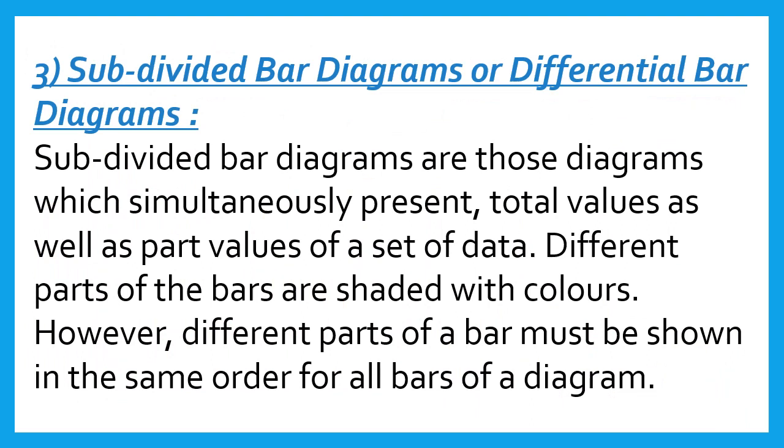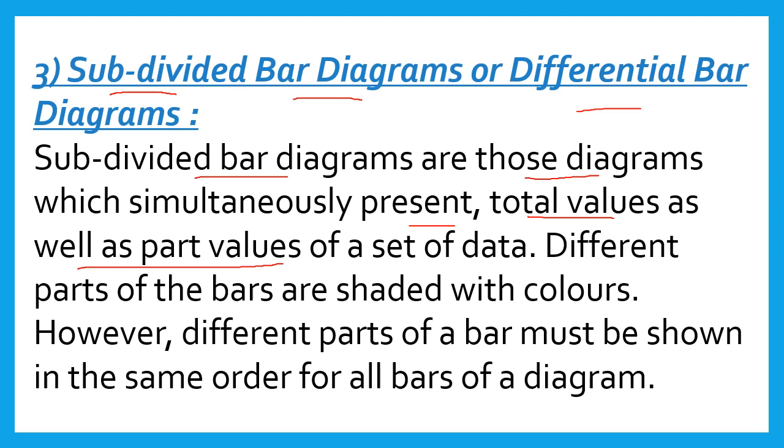The third type is subdivided bar diagrams or differential bar diagrams. Subdivided bar diagrams are those diagrams which simultaneously present total values as well as part values of a set of data. Okay, what does this mean? Suppose you have to present data of total family members. Okay, so the total value will be on the basis of total family members, and then you have to divide the data on the basis of females and males.